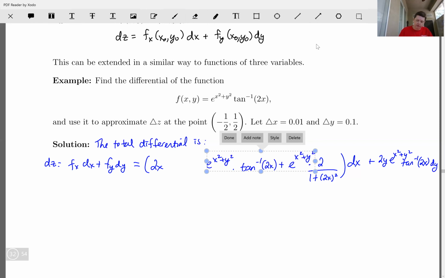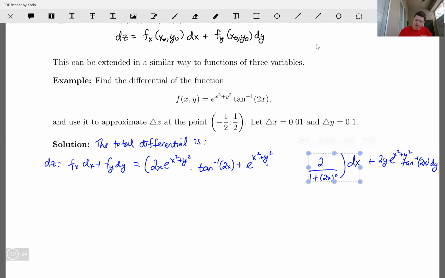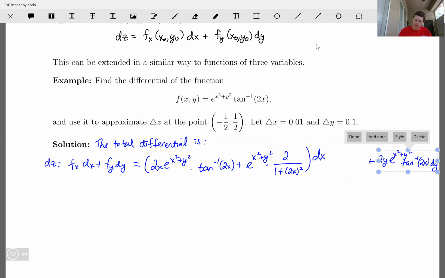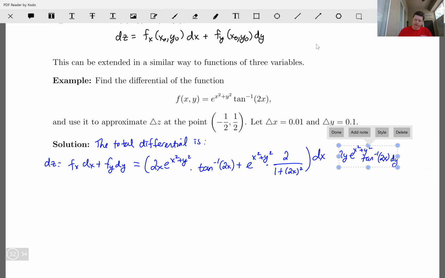Now, let me just scoot this formula over a bit so that it's not all the way at the edge of the screen. Okay. There. Now that's a little bit more legible, I think.